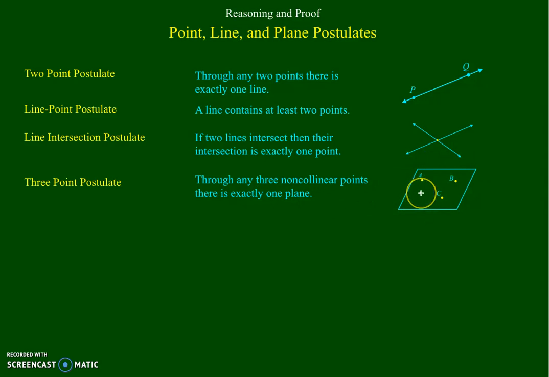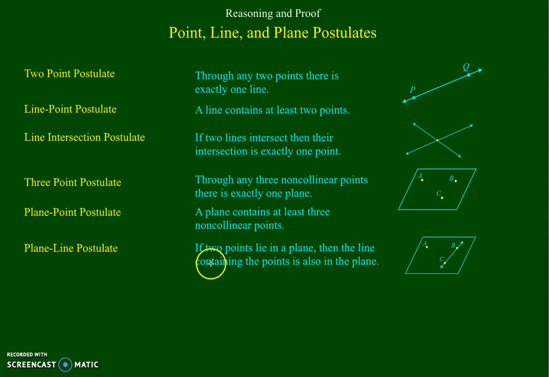And then what falls out of that is the plane point postulate. And like the line point postulate talking about lines, the plane point postulate talks about the fact that a plane must have at least 3 non-collinear points. And that, of course, goes back to the idea of naming the plane. Now this is the plane line postulate. If 2 points lie in a plane, then the line containing the points is also in the plane.